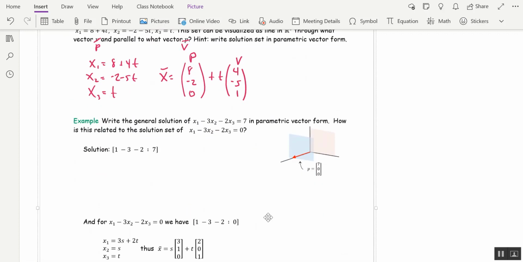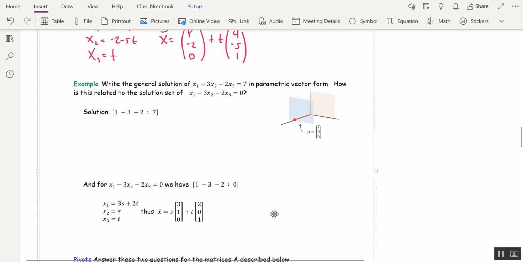And so I've got an equation here. Write the general solution of this non-homogeneous, think of this as a linear system, it's just got one equation in it, non-homogeneous linear system, write it in parametric vector form. How is it related to the solution set of the homogeneous linear system? So let's do the homogeneous first. So we'll jump down here.